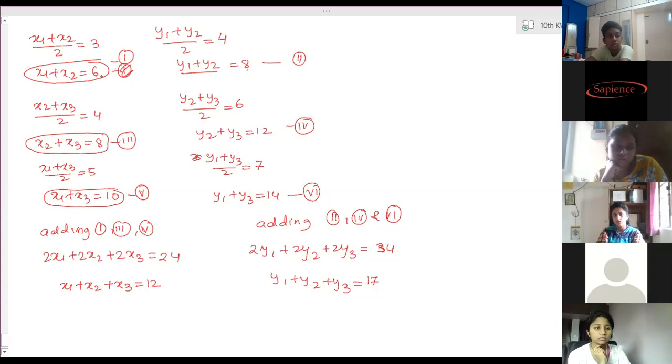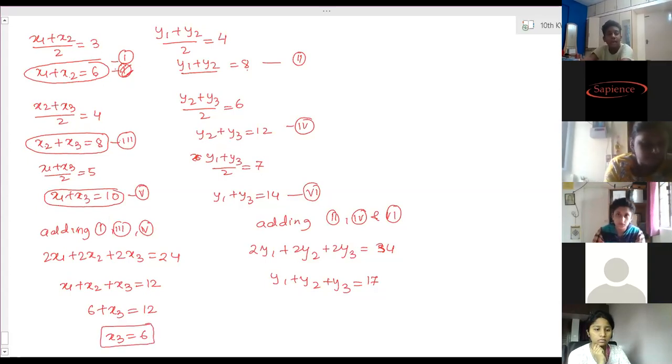x1 plus x2 is 6 and the sum of all three is 12. So 6 plus x3 is equal to 12. So what is the value of x3? It is 6. Clear?